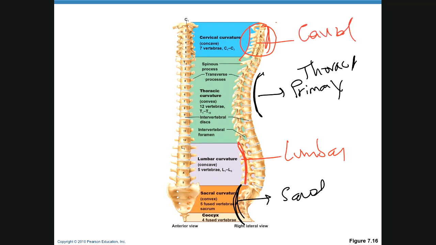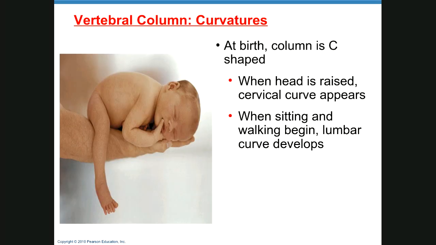So you should know the normal curvatures of the spine. Cervical, which is a secondary curvature, we acquire when we learn to hold our heads. Thoracic curvature, which is a primary curvature, we're born with it. Lumbar curvature appears when we learn to walk. Sacral curvature is a primary curvature, it's always there. So think of a baby's back and look at how round it is. That's because it has a thoracic curvature and a sacral curvature.